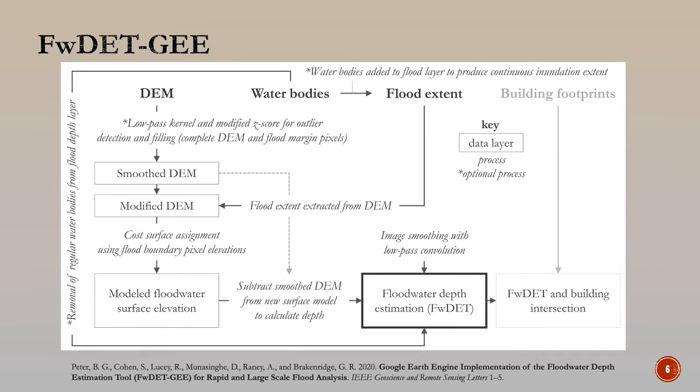So we used some smoothing and outlier identification approach to deal with that. We also have the ability to incorporate water bodies layers within Google Earth Engine and therefore take into account permanent water bodies within our calculation. We also incorporate a building footprint layer within Google Earth Engine to allow us to immediately estimate damage by overlaying building footprint on top of the flood map.